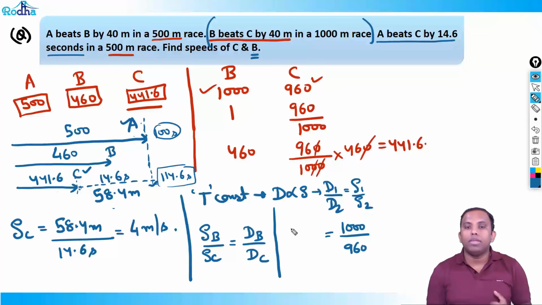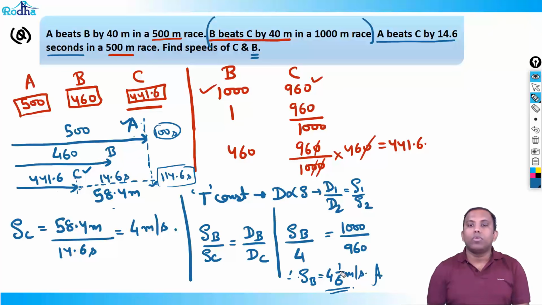The speed of B is to be calculated. The speed of C we got as 4 meter per second. So you can solve it. You will get SB is equal to 41 by 6 meter per second. That's the answer. 41 by 6 meters per second. That's the answer for this very nice question, right?